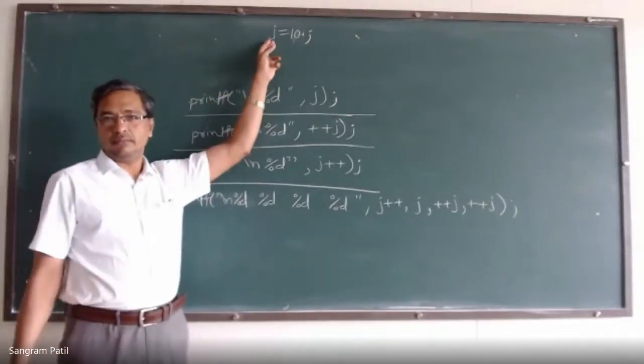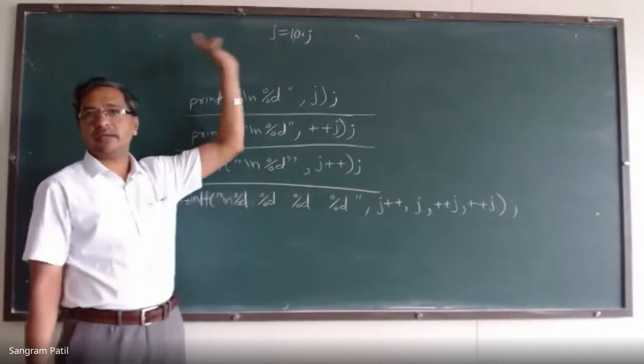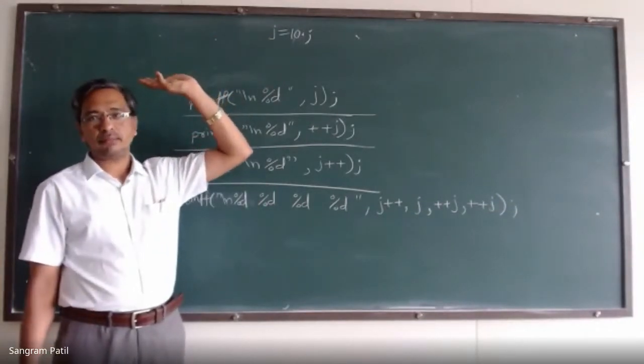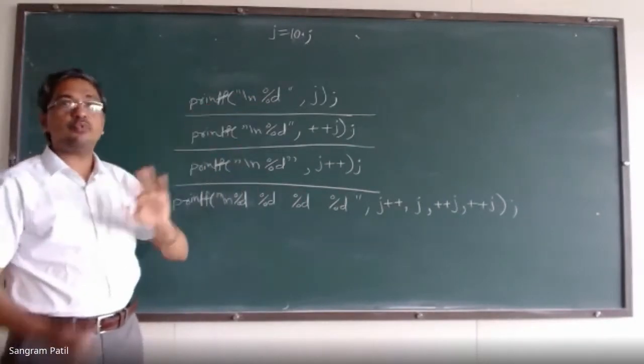j is equal to 10. For all these three statements, we are considering j is equal to 10. These statements are separate. They are not followed with each other.